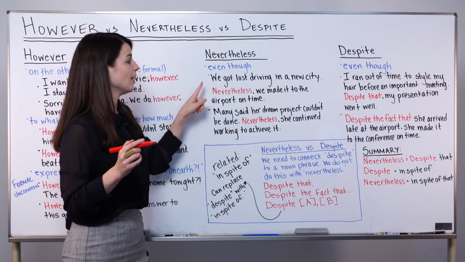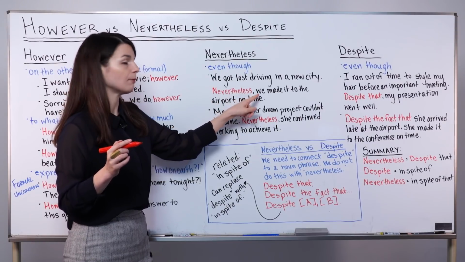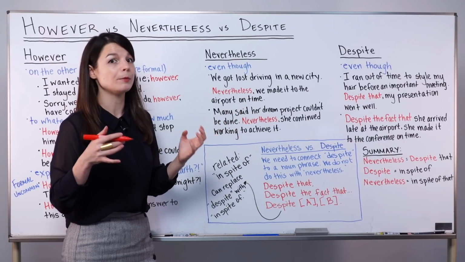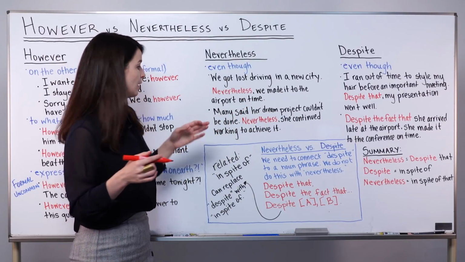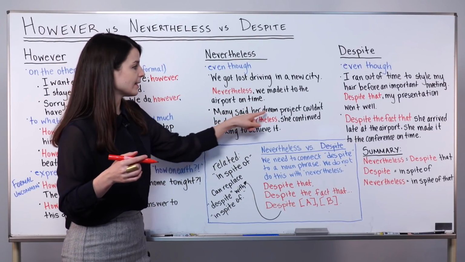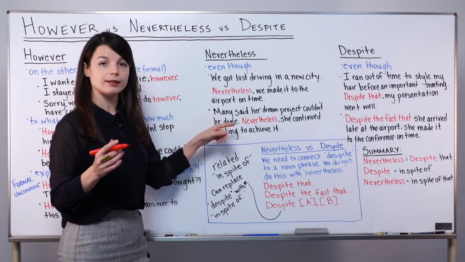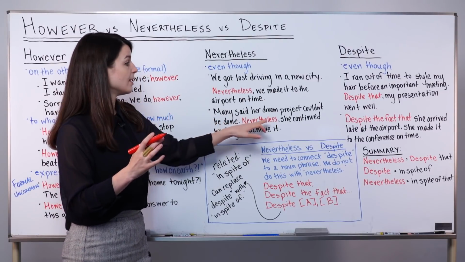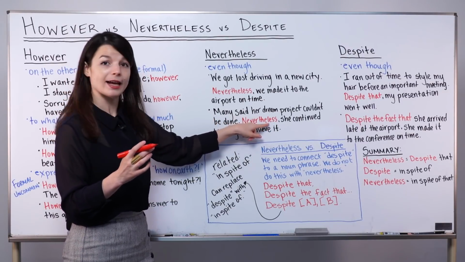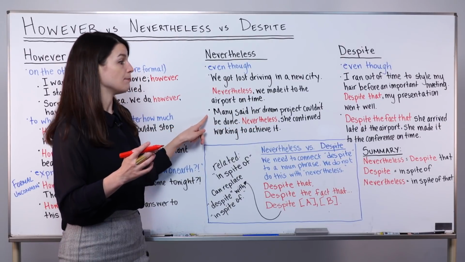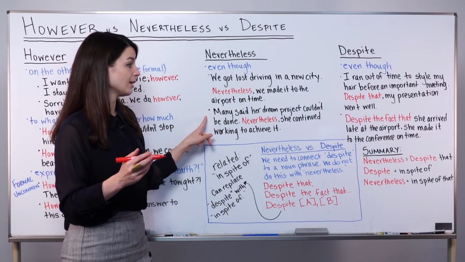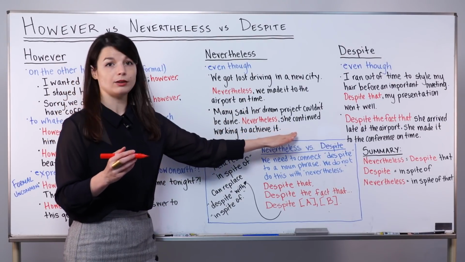So A, nevertheless, comma, B is a very common pattern with nevertheless. Same thing here. Many said her dream project couldn't be done is our A statement. Nevertheless, so nevertheless meaning even though many said her dream project couldn't be done, she continued working to achieve it.